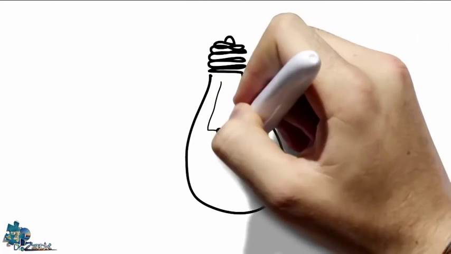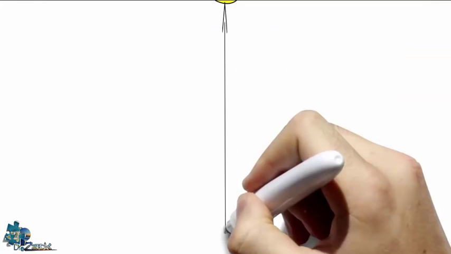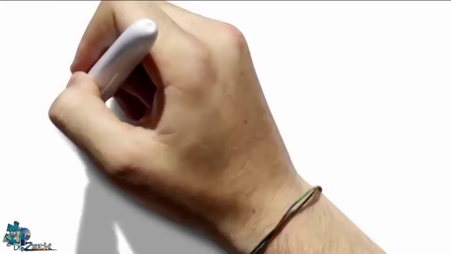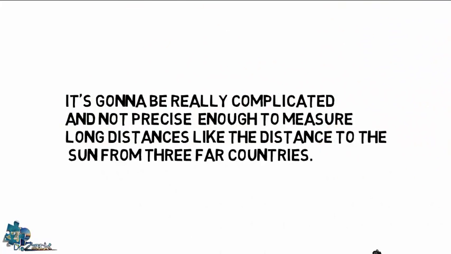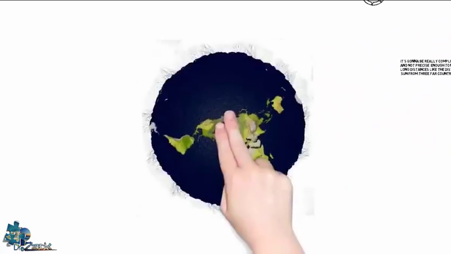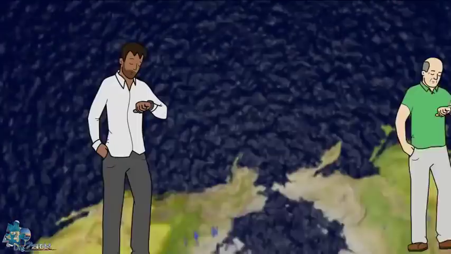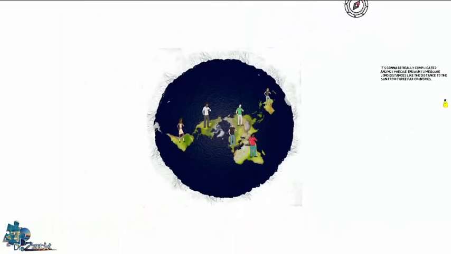So what I did was measure the distance between the lamp and the ground using the elevation angles of 3 points and also the distances between them. I should have used a compass to know the direction of the lamp, but I didn't, because it's going to be really complicated and not precise enough to measure long distances, like the distance to the sun from 3 far countries. Yet, we're going to need people with a compass in every place on this earth to draw an accurate flat Earth map, and I'm going to talk about this in another video. Now let's go back to the experiment.